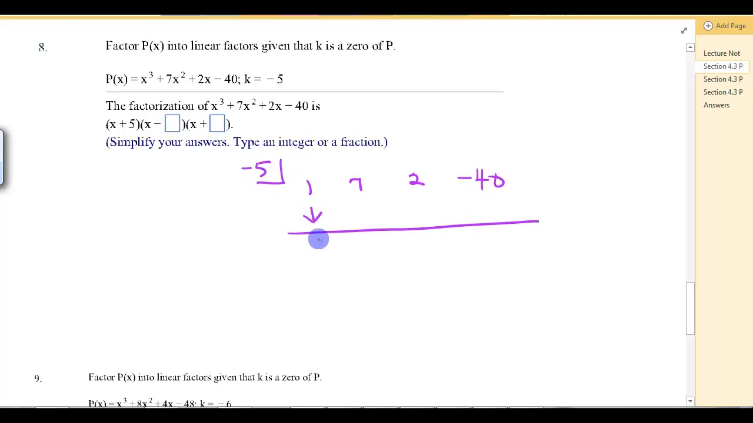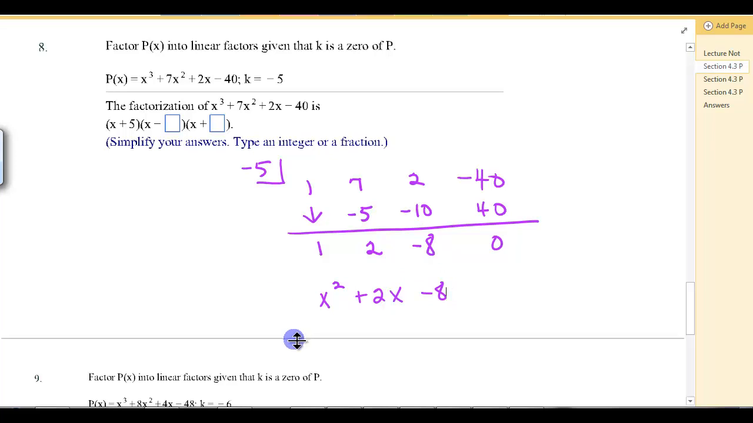Bring that down. We've got 1, negative 5, 2, negative 10, negative 8, and a positive 40, and you should get a 0 because you're dividing by a factor. Now, if we were doing regular division, we would say, well, we started with x cubed. We now have x squared plus 2x minus 8. And we want to factor this.